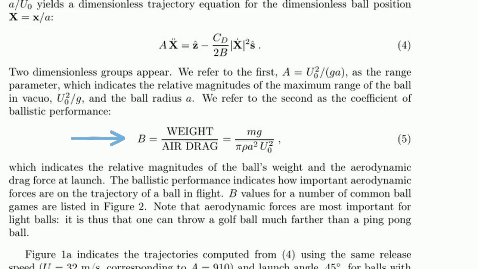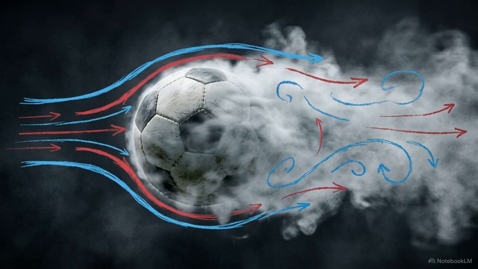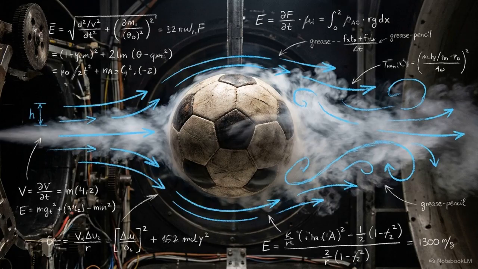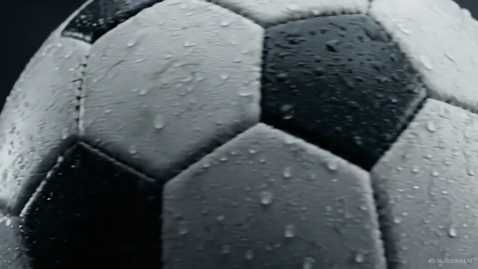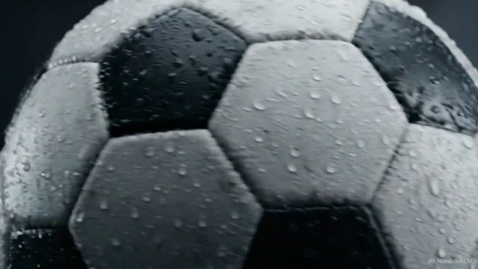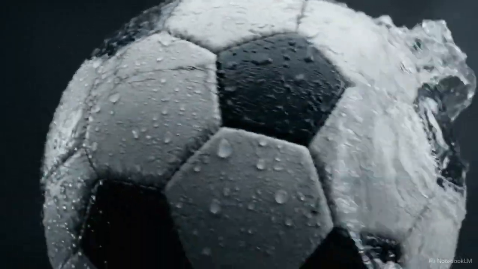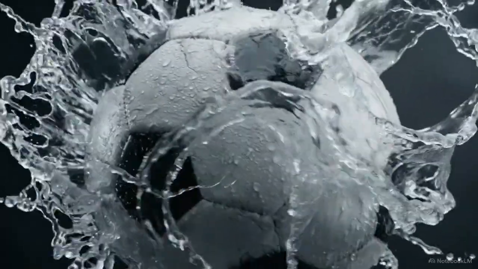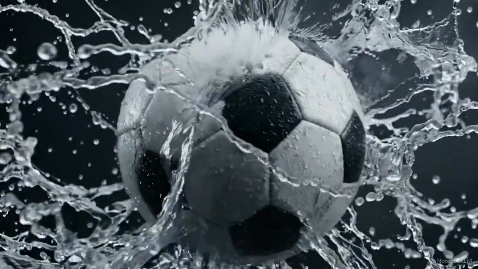We define this interaction as the coefficient of ballistic performance, or B, the ratio of the ball's weight to the air drag force at launch. For soccer balls, the value of B is roughly 0.1. This indicates that aerodynamic forces are significant enough to halve the theoretical range. To model this flight, we must abandon high school physics and treat the ball as an interactive surface moving through a viscous fluid. Understanding the beautiful game requires a transition into fluid dynamics.